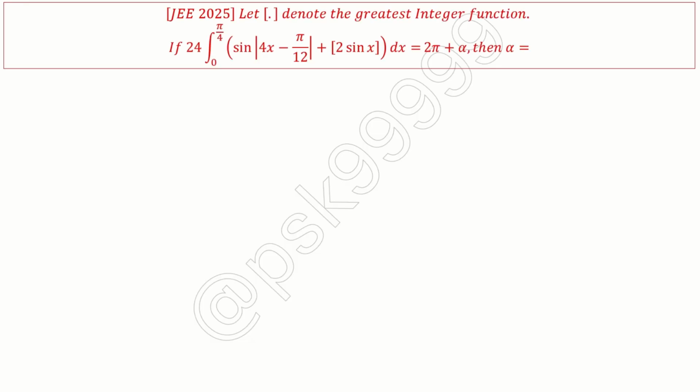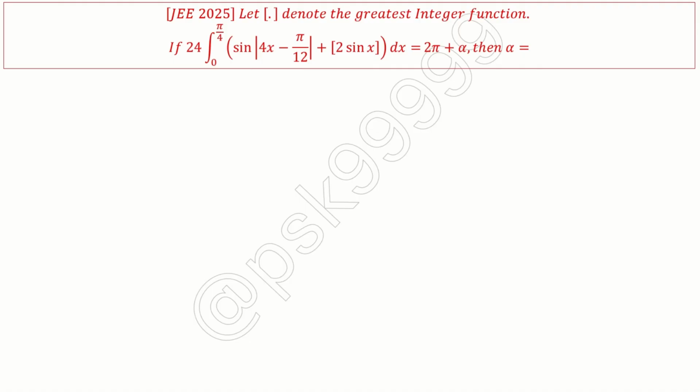Okay, again, square brackets denote the GIF. Then if 24 times integration of 0 to pi by 4 of sine of modulus of 4x minus pi by 2 plus GIF of 2 sine x dx equal to 2 pi plus alpha, then what is alpha? Okay, this involves both GIF as well as modulus. So this is really a good problem. If you solve this one, then you understand how to do integration of GIF and modulus easily.